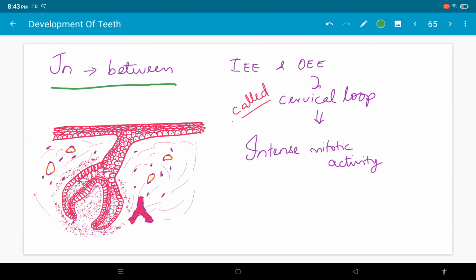The junction between inner enamel epithelium and outer enamel epithelium is called the cervical loop. Exactly this part. So this will be your cervix of the tooth, and this is the junction of the inner enamel and outer enamel epithelium.